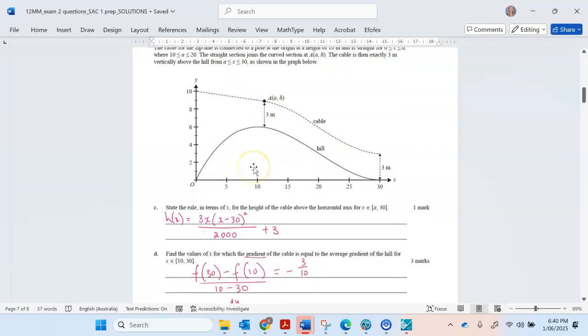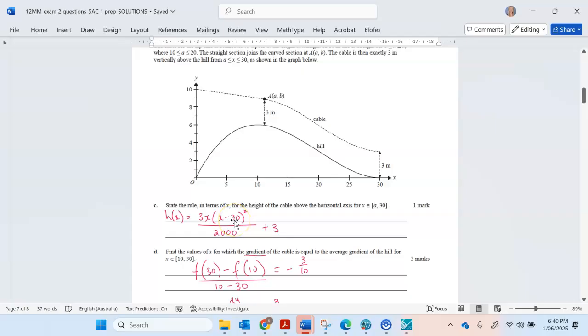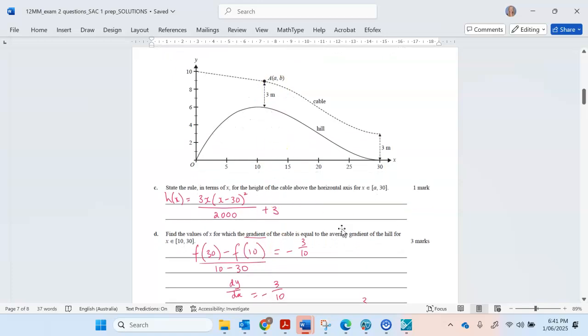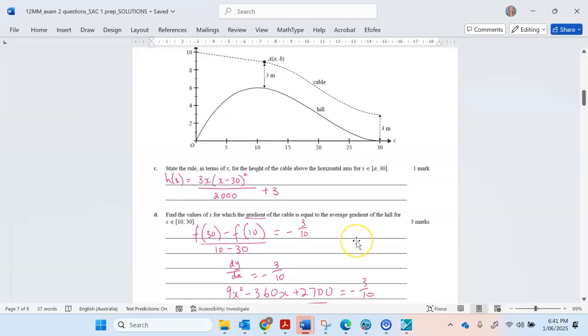State the rule in terms of x for the height of the cable. So this is the cable above the horizontal axis. Note how it's the same distance, 3 meters each time. So you just take your function for the hill and it's shifted up 3, so it's just plus 3. Nice easy mark. Now find the values of x for which the gradient of the cable is equal to the average gradient of the hill for x between 10 and 30.